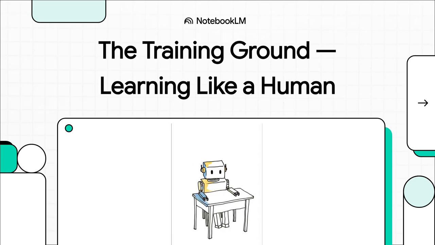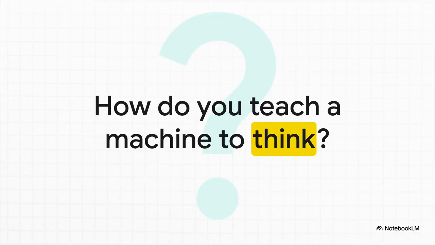All right, welcome back. So last time, we zoomed out and got the big picture of AI. Today, we're going behind the scenes. We're stepping onto the training ground to see how these machines actually learn to be so smart. So let's just start with the biggest question of all, right? How in the world do you teach a machine to think? Because it's not about just writing a giant list of rules anymore. It's about creating a student that can figure things out for itself.